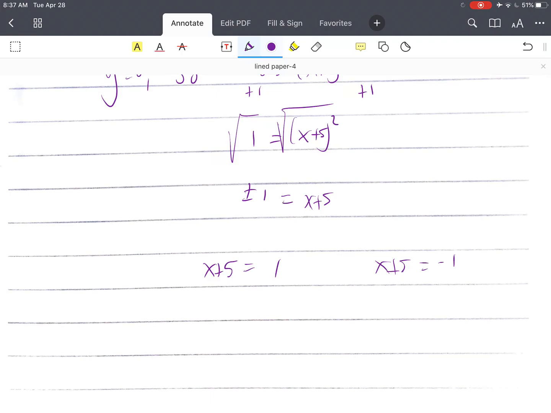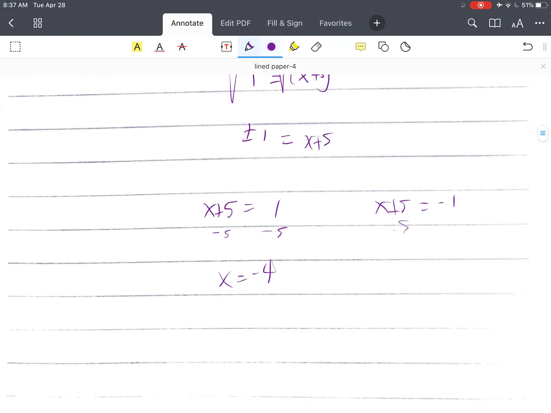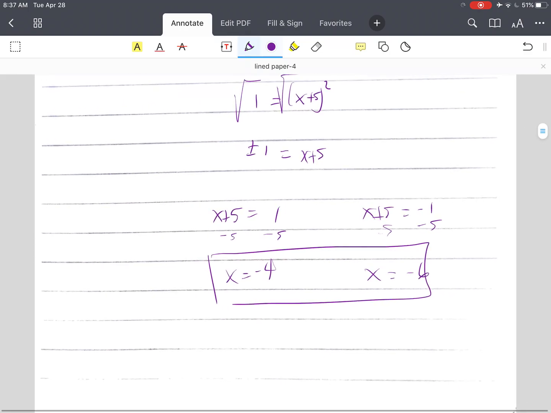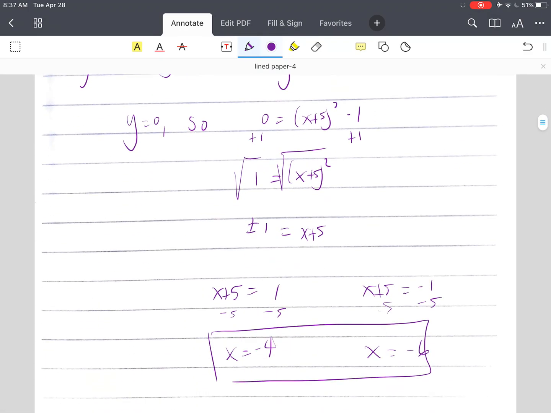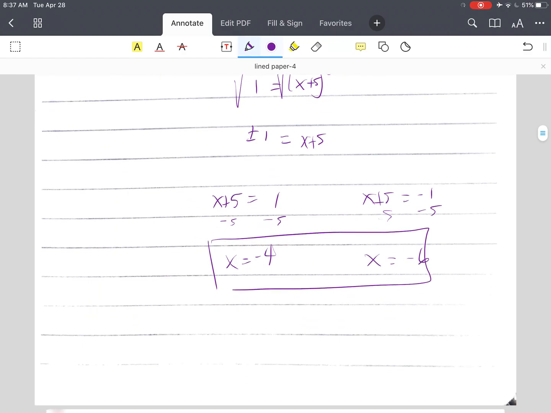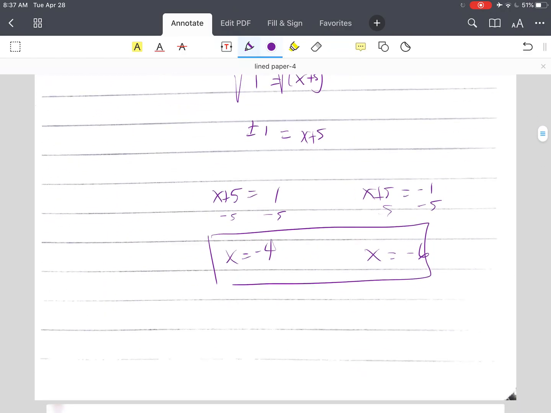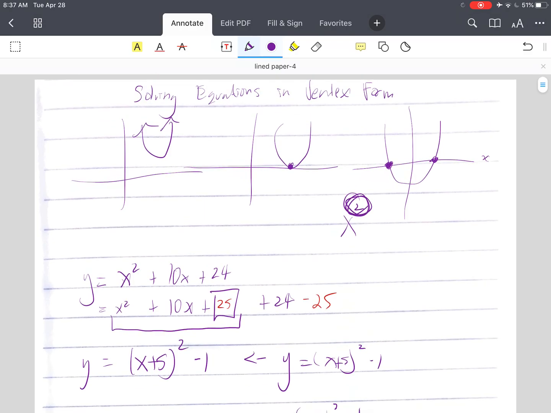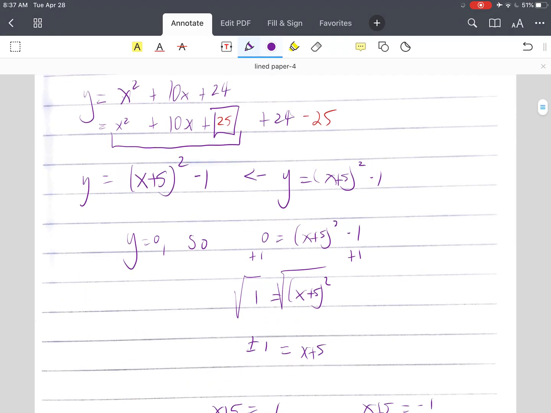So we have two equations, x plus 5 equals positive 1, and x plus 5 equals negative 1. Here we subtract 5 from both sides, and we get x equals negative 4. Here we subtract 5 from both sides, and we get x equals negative 6. So the two solutions to this equation, the two places where the quadratic crosses the x-axis, are at negative 4 and at negative 6. These are the two values that make the equation 0.